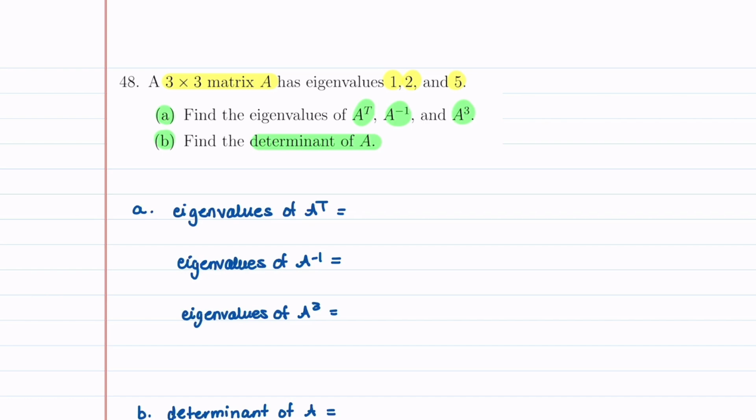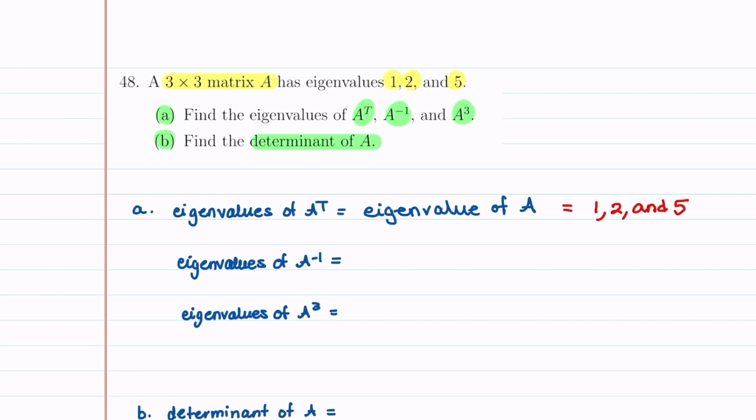I want to begin by saying that the eigenvalues of a matrix transposed are the same as the eigenvalues of the matrix. So let's just write down the eigenvalues of A transpose are the eigenvalues of our matrix A. So our eigenvalues are going to equal 1, 2, and 5, just like matrix A.